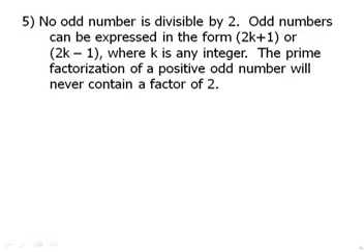No odd number is divisible by 2. Odd numbers can be expressed in the form 2k plus 1 or 2k minus 1, where k is any integer. The prime factorization of a positive odd number will never contain a factor of 2. All right, well, this is interesting. So 2k plus 1 and 2k minus 1, those algebraic expressions, as long as we know that k is an integer, those are the algebraic expressions for the general form of an odd number. That's important to recognize. It's also important to recognize that if we do the prime factorization of any odd number, we are guaranteed there will be no factor of 2 in that prime factorization.